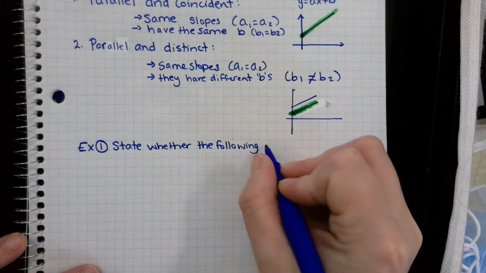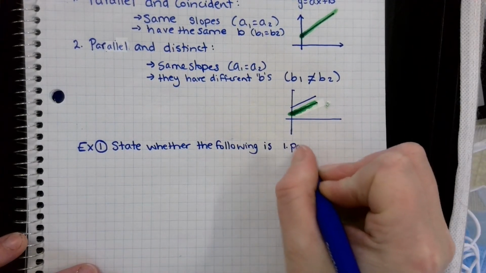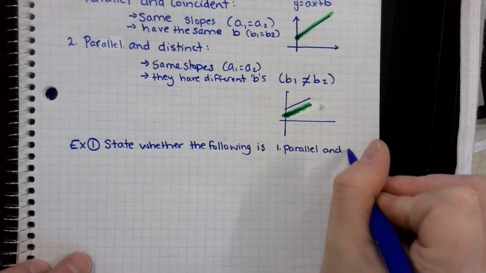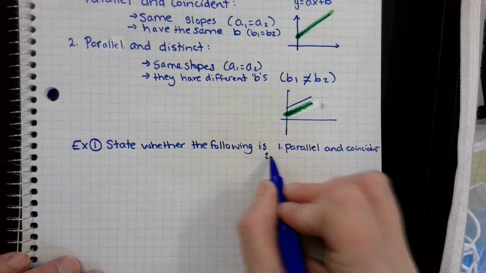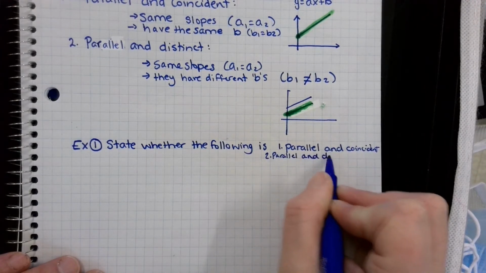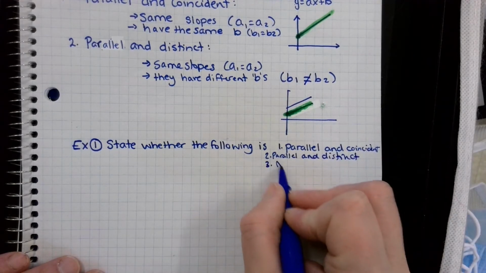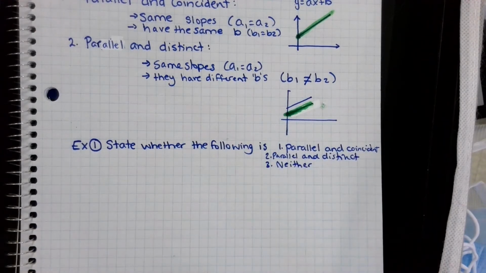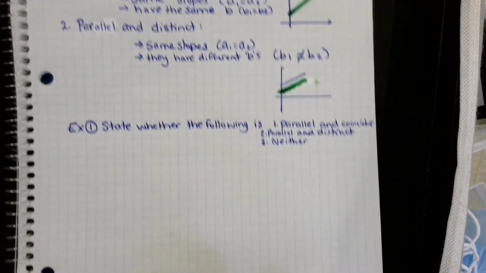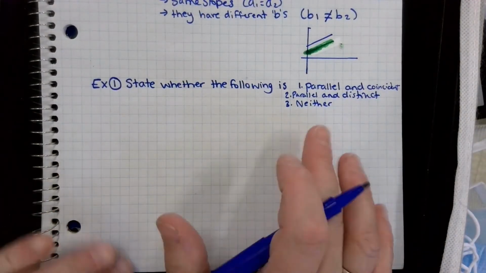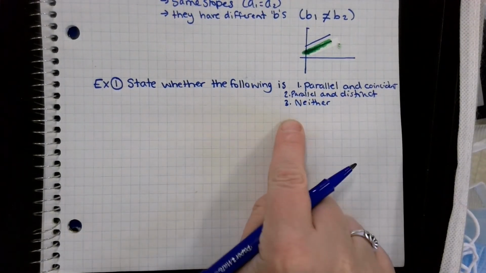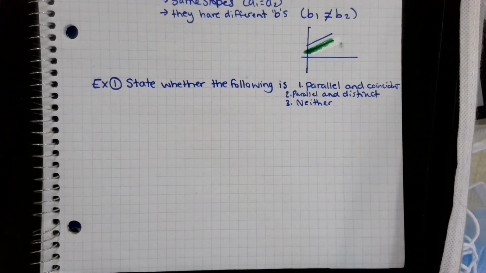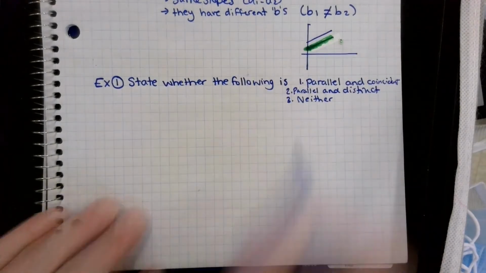State whether the following is 1, parallel and coincident, 2, parallel and distinct, or 3, neither, or none of the above? Mateo, should be writing this, please. Okay, so again, see whether the following is parallel, coincident, parallel, distinct, or neither. So this is getting close to 4-mark questions or multiple choice we'd see on an exam. The only other fourth option, A, B, C, D, would be perpendicular, which I'm teaching you on Wednesday. So until then, these are the 3 options we have.